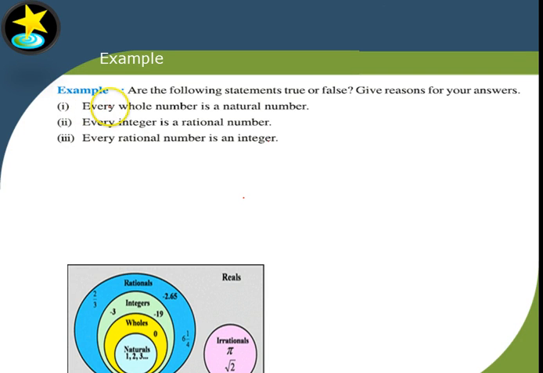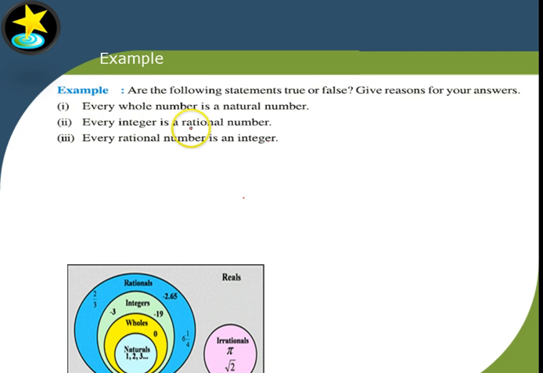So let's take the first question. Every whole number is a natural number. Now we know natural numbers are 1, 2, 3. And we know 0 is one number which, when added to natural numbers, gives you whole numbers. So the statement that every whole number is a natural number is not correct. It's false because 0 is a whole number which does not fall in this block, which is not a natural number. So your first question is false, and why? Because 0 is not part of natural numbers.